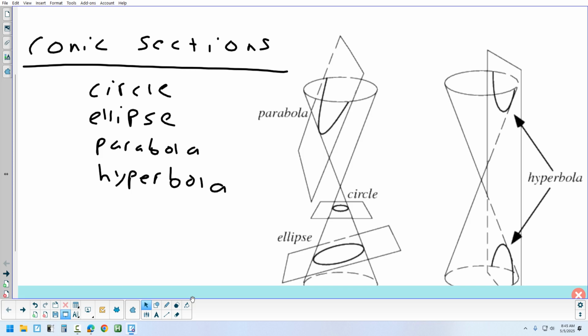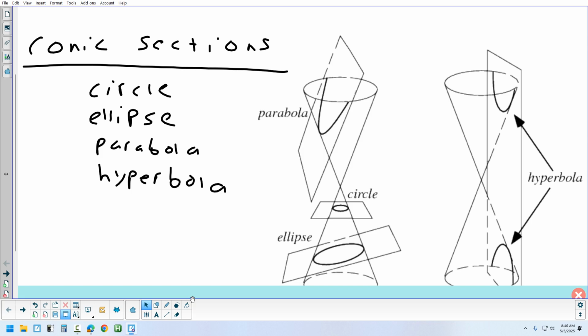And the hyperbola, that's the one that you technically have to put two cones together point to point, and you slice it straight down. If you slice it straight down, you get these two curved shapes. And those are called hyperbolas. So those are the four different conics that you can get.